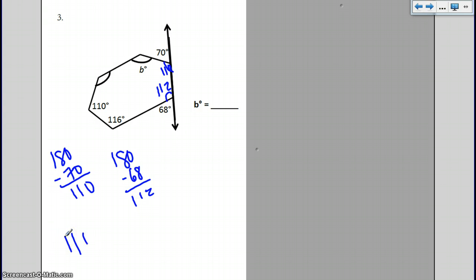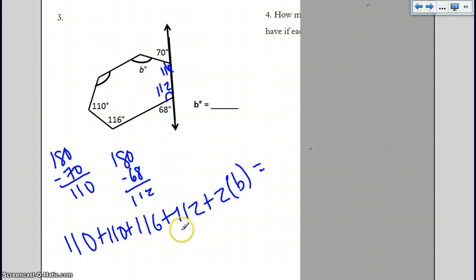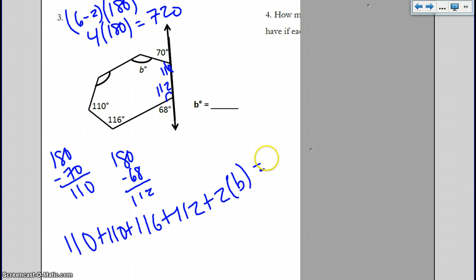So I take 110, add 110, add 116, add 112, and I add two of these angles. Each one is B. So what would they all add up to? 1, 2, 3, 4, 5, 6. That's a six-sided figure. Take away 2. Multiply it times 180. 6 minus 2 is 4 times 180. That is 720. So this is 720. This is how I set it up. If you can get this far, you're doing really, really good.